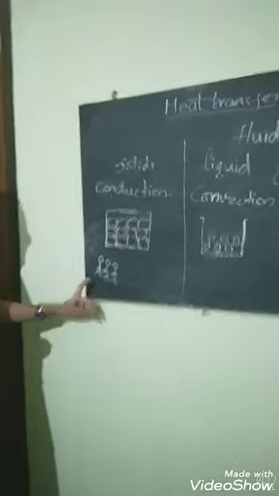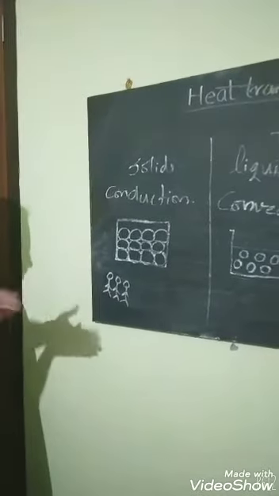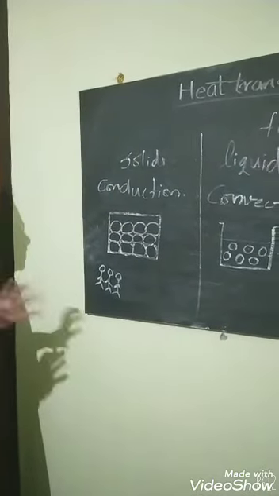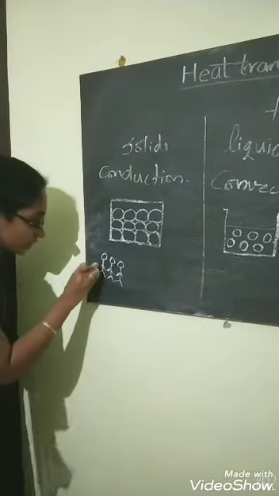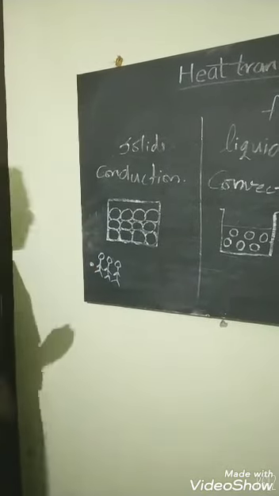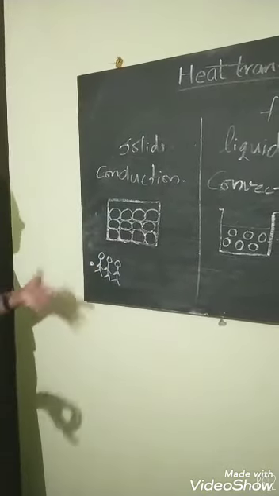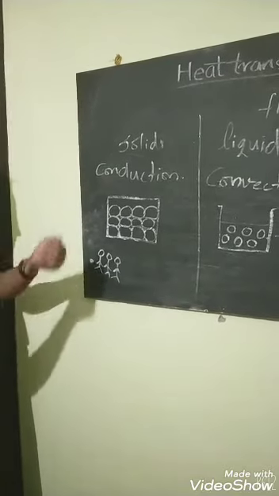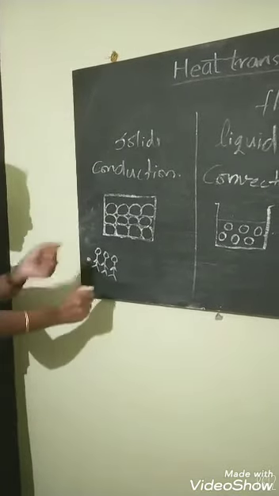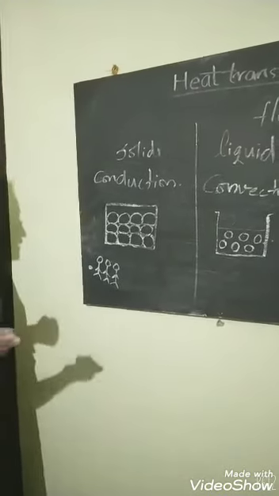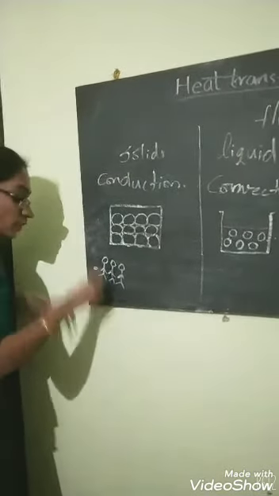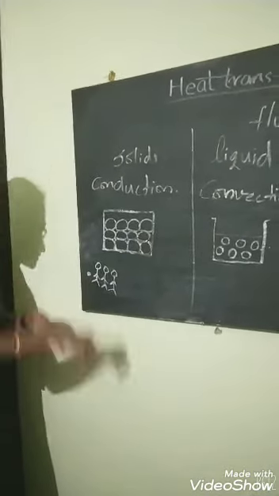Three people are standing very near each other, and they want to pass a ball. So what do they do? The first one is here, the second one is here, and the third one is here. Then what happens? They just transfer the ball by standing in that position itself.